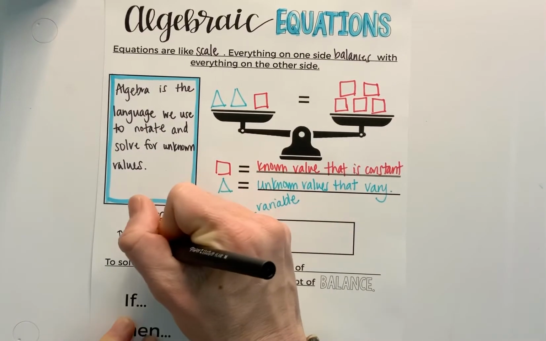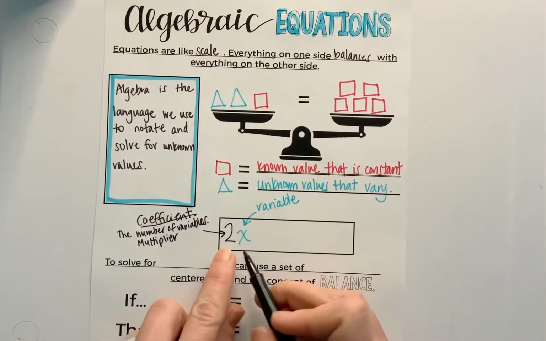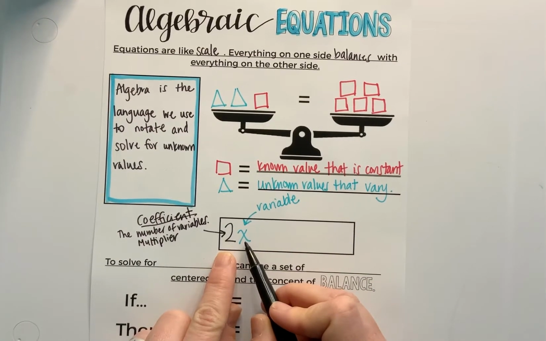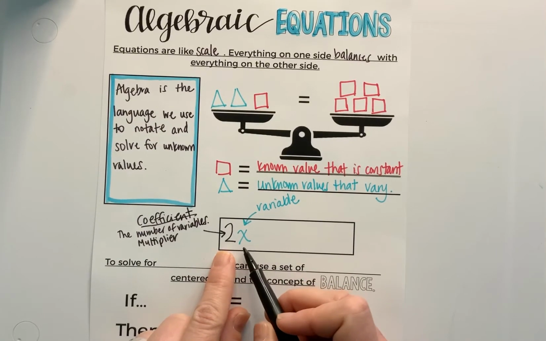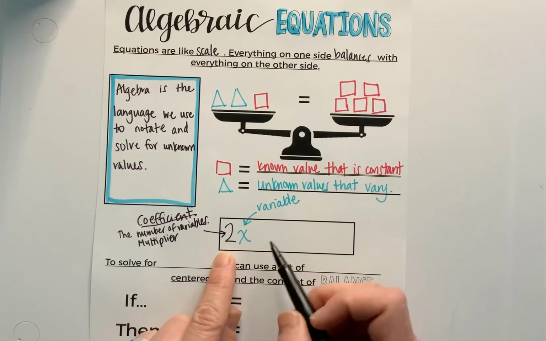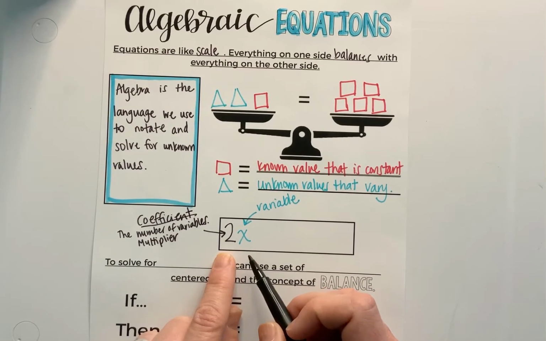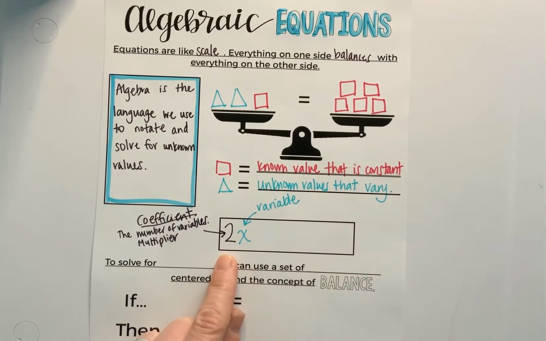So it is a multiplier. This would mean 2 times x. And if the coefficient were 3, it would mean 3 times x. If the coefficient were 1/2, it would be 1/2 times x, which is equivalent to x divided by 2. So it's just the way that the coefficient multiplies that variable, which again is the unknown value.